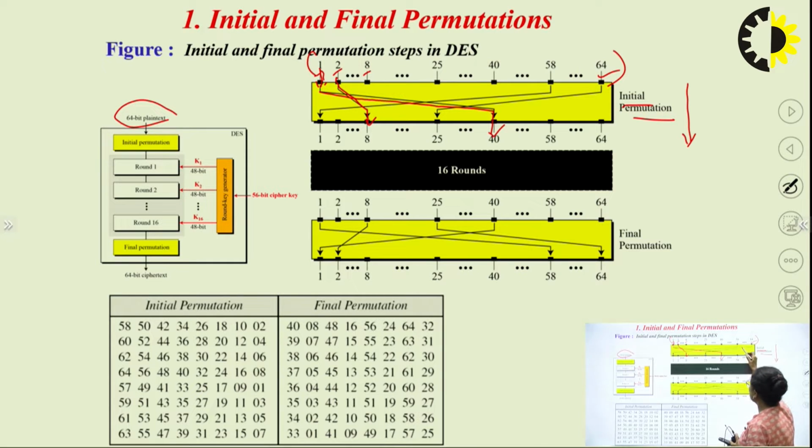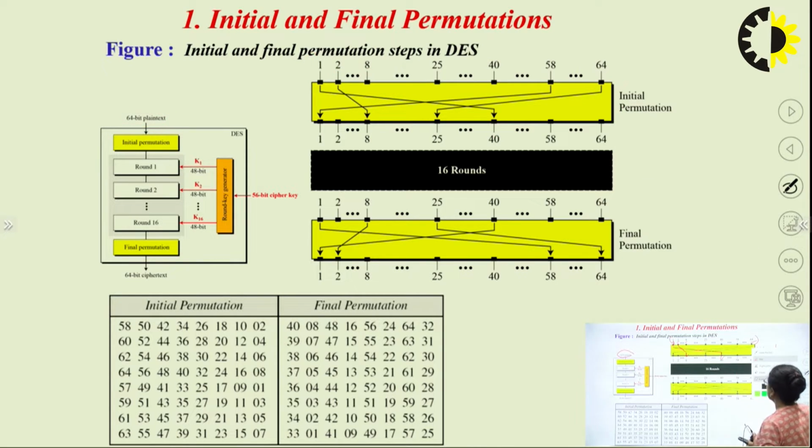Let us take some more examples. The one which is at the 58th input, which output will it go to? The first output. The one at the 64th input will go to which output? The 25th output. So the 64th input goes to the 25th output. This is a figurative representation of how we are shuffling the inputs to the corresponding outputs.